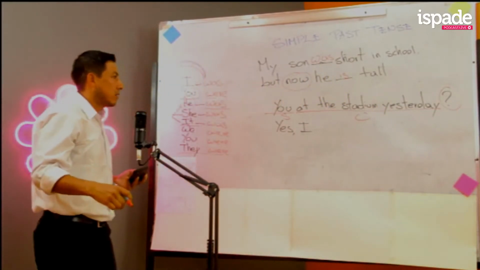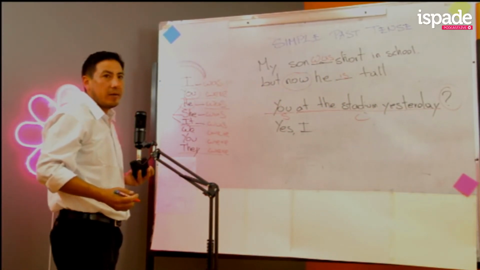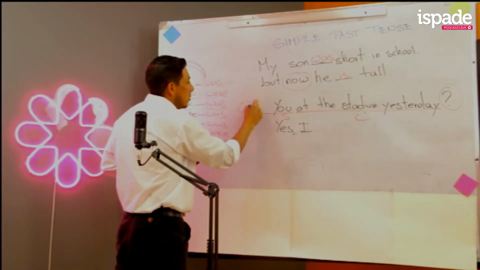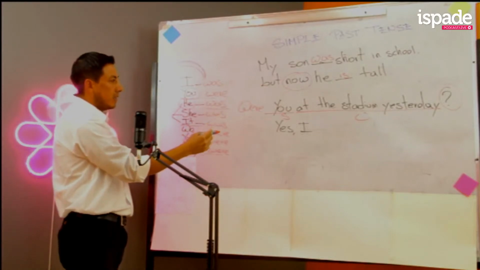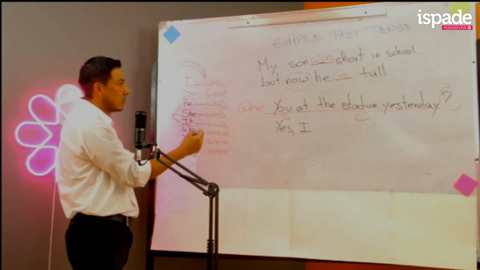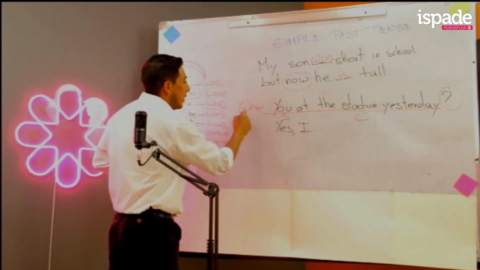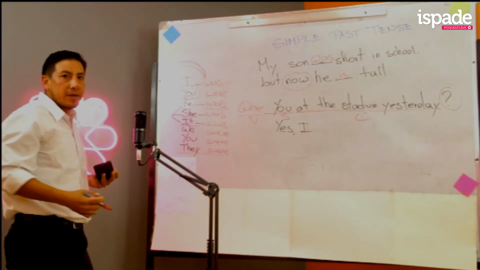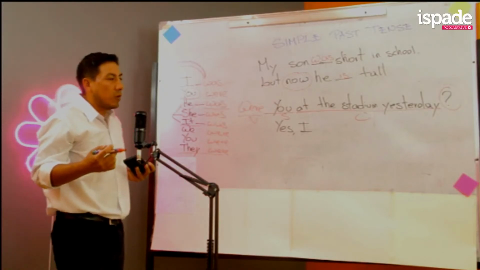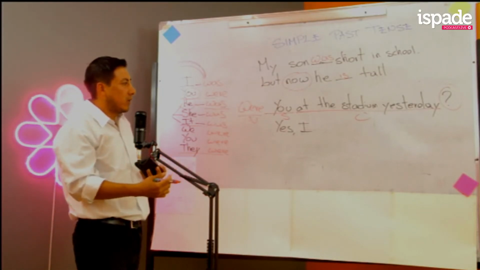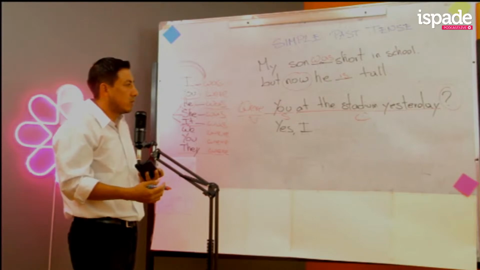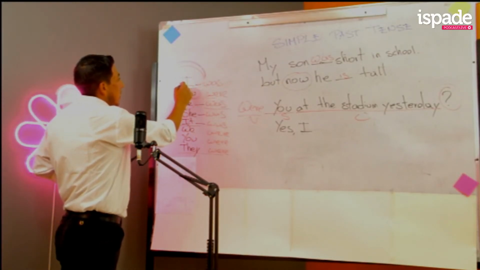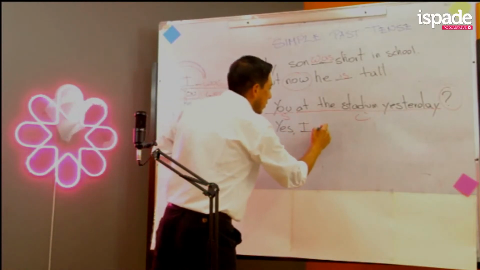You see? So, what we need? We need the verb. Which is the verb? You were. So, we use were first, before the personal pronoun, because it's a question, so we got complete subject plus verb plus complement. And now the answer. Yes, sí dice. Yo estuve en el estadio ayer. ¿Estuviste tú en el estadio ayer? Sí, yo estuve. So we got to use the same rule. Yes, I was.